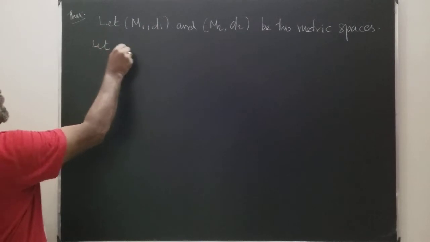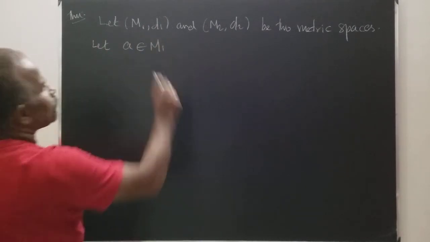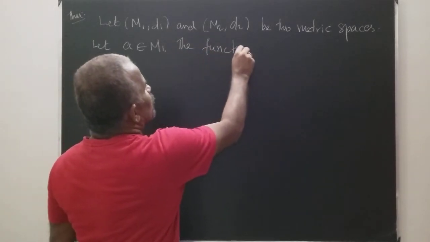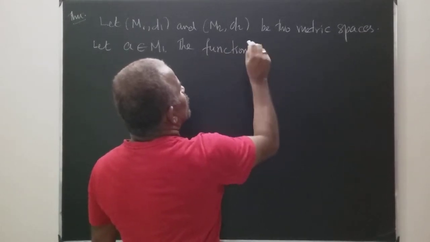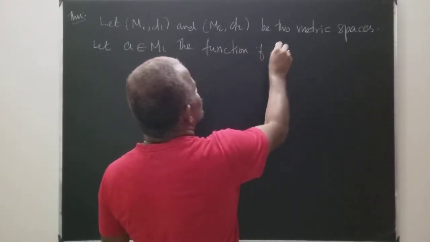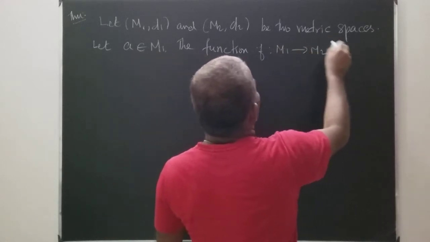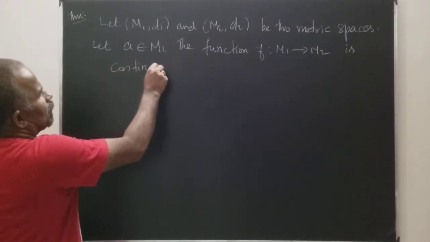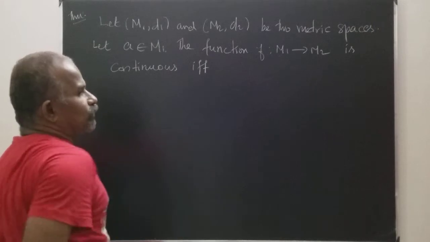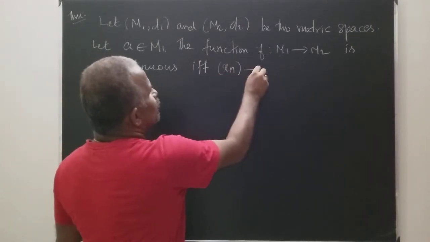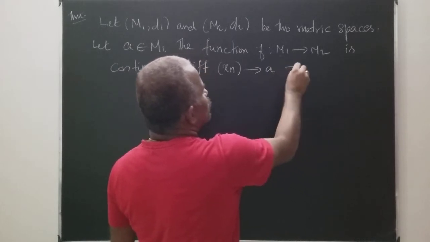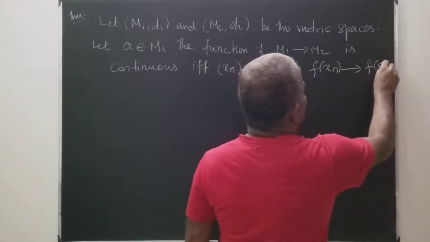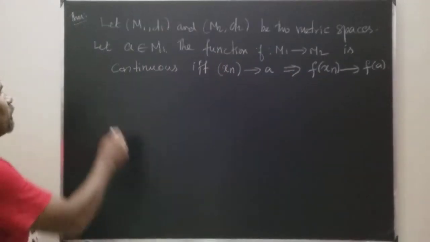Let A belong to M1. The function f from M1 into M2 is continuous if and only if xn converges to A implies f of xn converges to f of A.